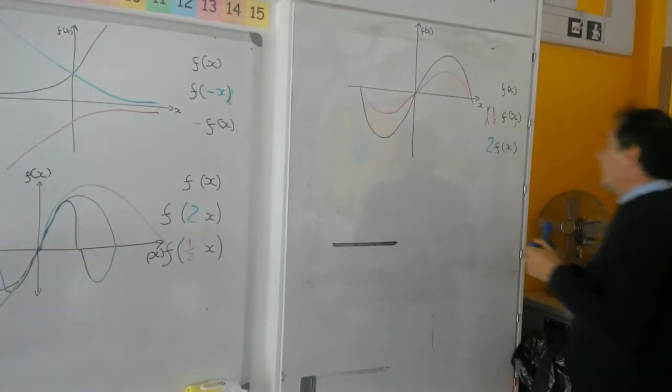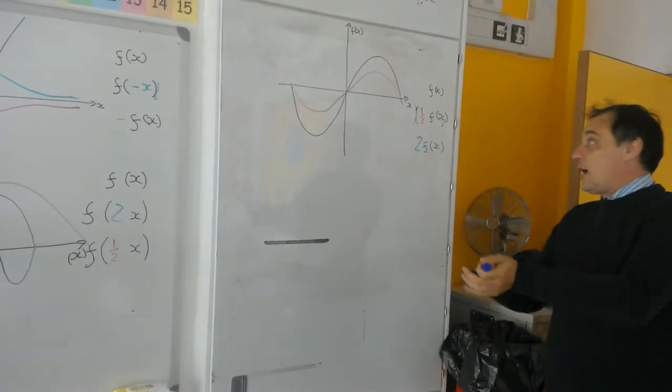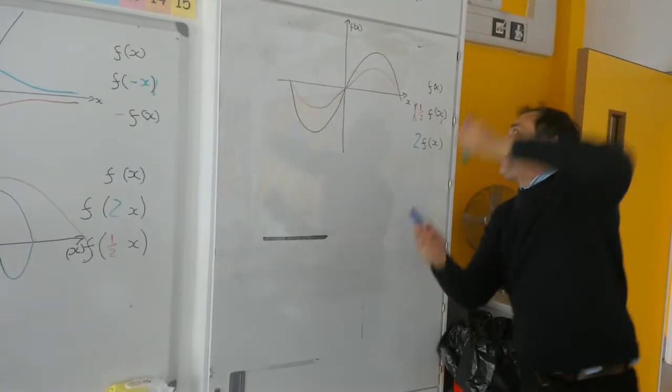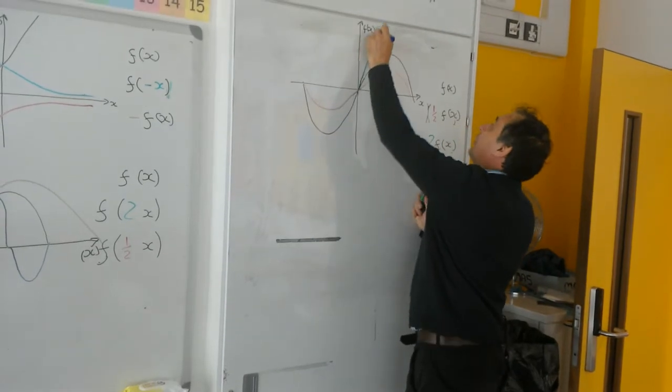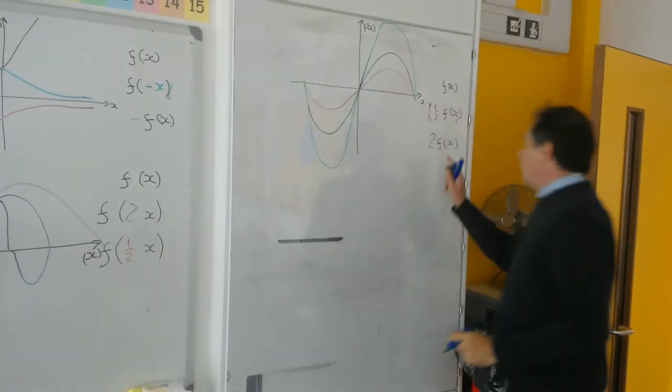And then finally, the big 2 outside the f(x) means we've got to stretch it that way. So it's going to go all the way up and then all the way down like that. So you've got 2f(x).